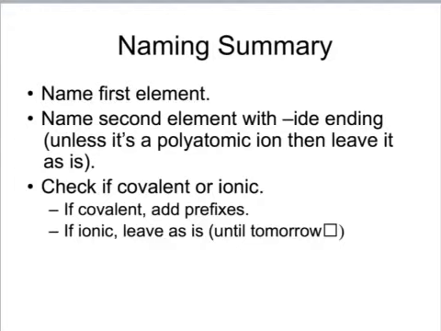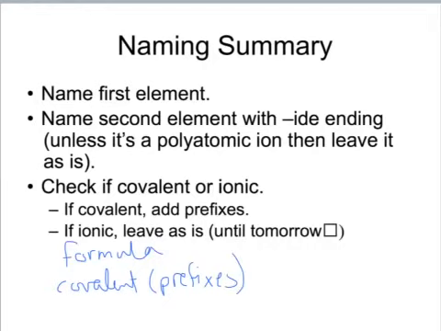If you are trying to find the formula from the name, if it's covalent, the prefixes will help you figure out how many of each atom. If it's ionic, then you make it neutral by balancing out the charges.